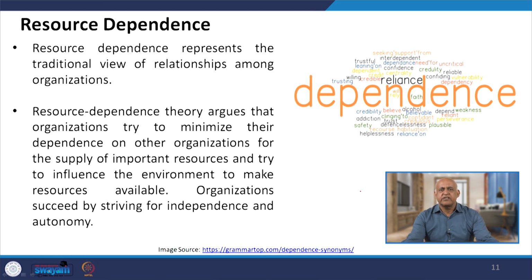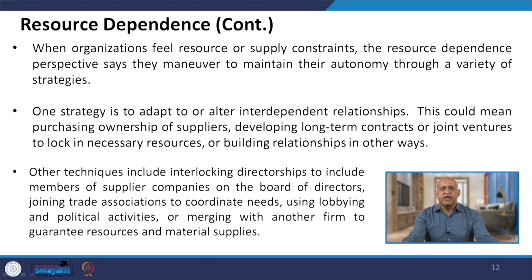This theory argues that organizations try to minimize their dependence on other organizations, because if I am more dependent on another organization, I will get exploited. So, for the supply of important resources, and to try to influence the environment to make the resources available, organizations succeed by having independence and autonomy. When organizations feel resource or supply constraints, the resource dependence perspective says they maneuver to maintain their authority through a variety of strategies. One strategy is to alter interdependent relationships. This could mean purchasing ownership of the suppliers, or developing long term contracts or joint ventures to lock in the necessary resources, or building relationships in other ways.